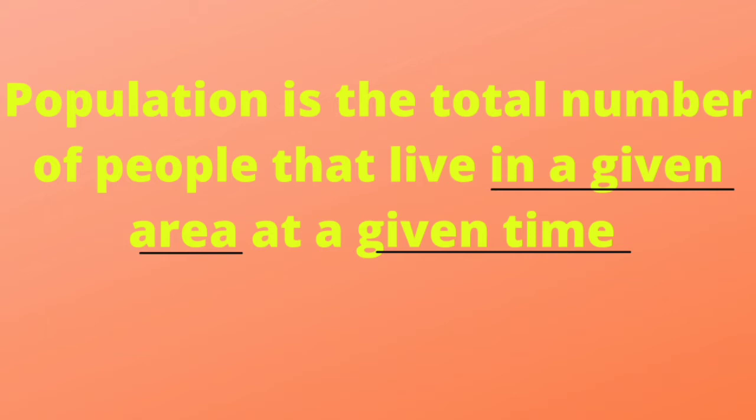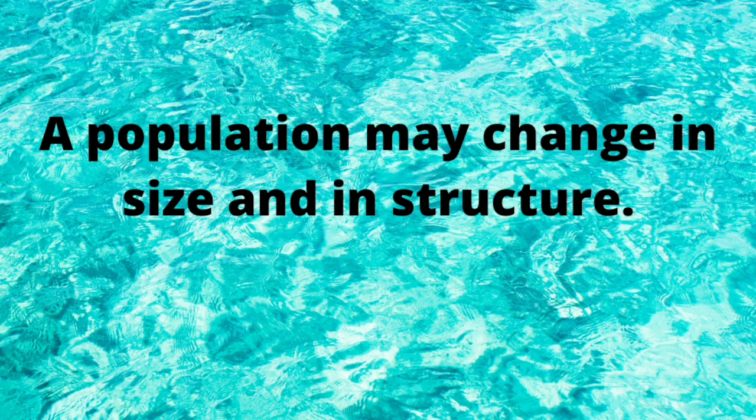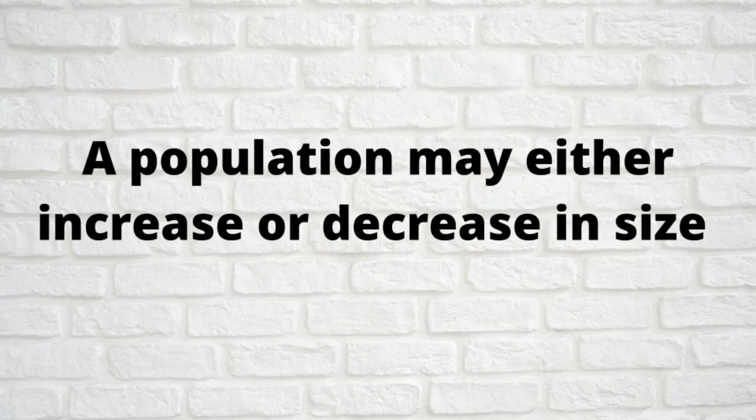Now, when we speak about changes in a population, how does a population change? A population changes in size and in structure. So the two main ways in which a population may change is that it may change in size and also in structure. Now, what do we mean when we say the population changes in size? The population may either increase or it may decrease. In other words, the population may either get more or it may get less.